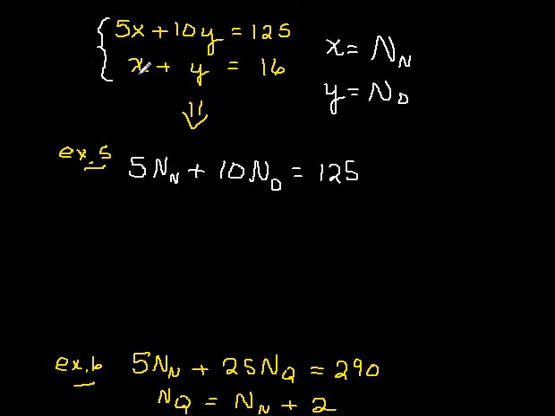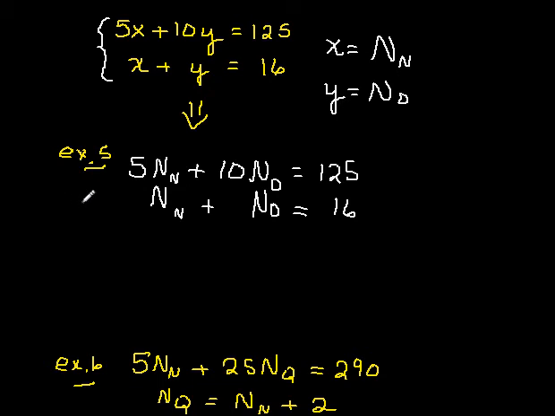Our second one, if we replace the x with n sub n, we would just get n sub n, plus replace the y with n sub d, we get 16. I might not have left enough room for this. Let's do this one. You have to follow the directions and how they tell us to solve it. This one says to solve by elimination.